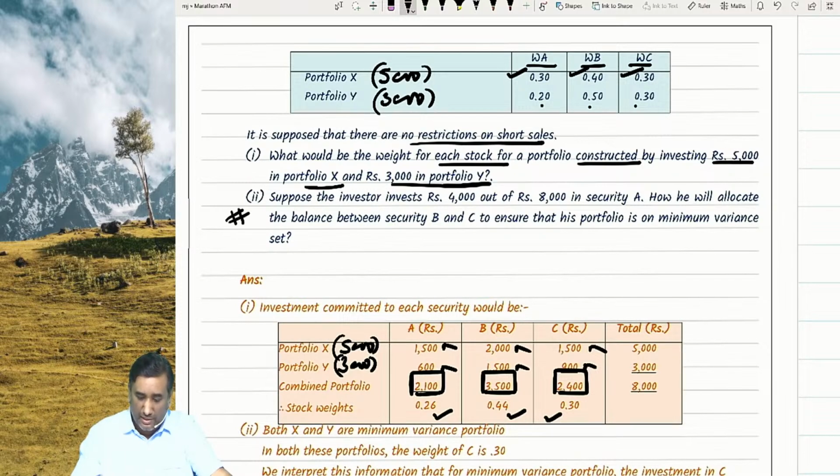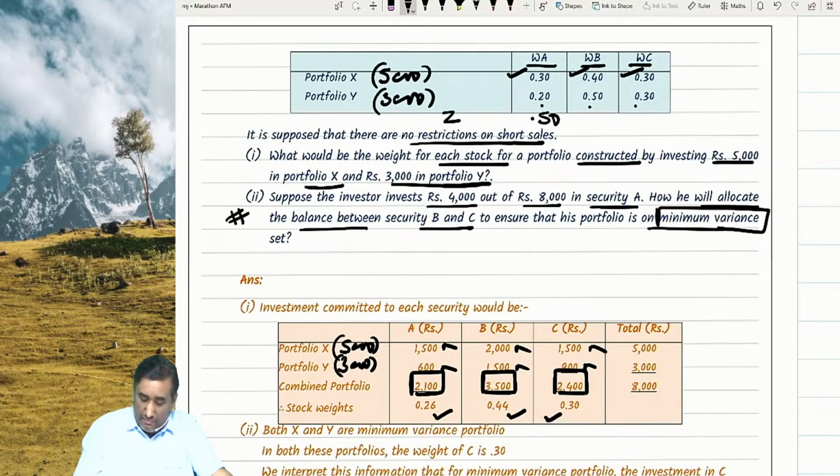Now the second part was what we were trying to do, and it is the answer we've already done. Suppose an investor invests 4,000 out of 8,000 in security A, basically creating portfolio Z. He is investing 4,000 out of 8,000, so the new weight is 0.50. How will he allocate the balance between security B and C, ensuring that his portfolio is on the minimum variance set? That means they'll fall on that efficient frontier.